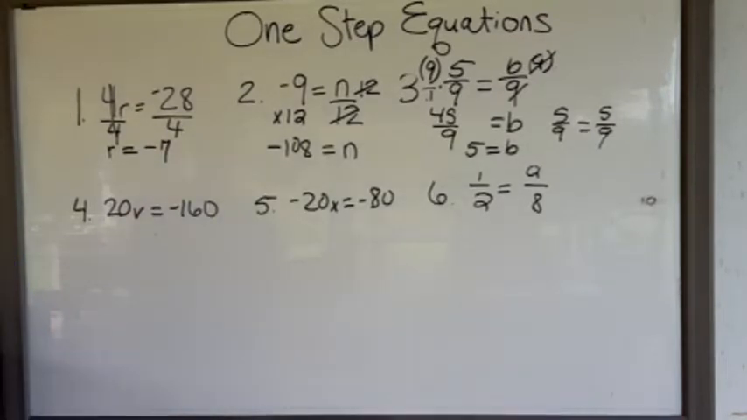Alright, so here we have 20b. Actually, Joshua, come up with these three.